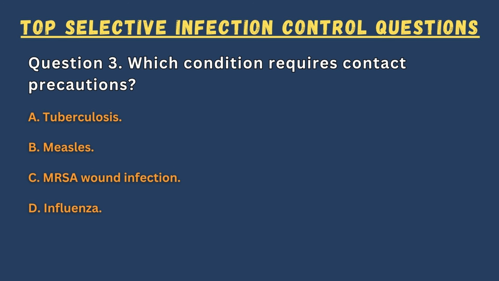Question 3. Which condition requires contact precautions? A. Tuberculosis. B. Measles. C. MRSA wound infection. D. Influenza.